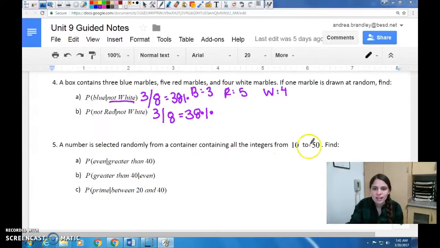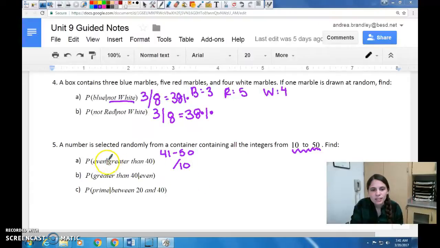And then our last example is the integers from 10 to 50. The first one's asking, find the probability that it's even, given that it's greater than 40. So if we think of our numbers greater than 40, those are the numbers 41 through 50. There's 10 total numbers that are greater than 40, and so we know this is going to be out of 10.